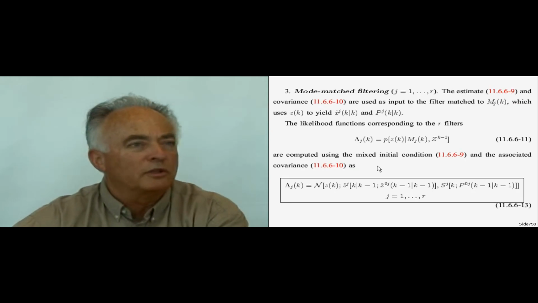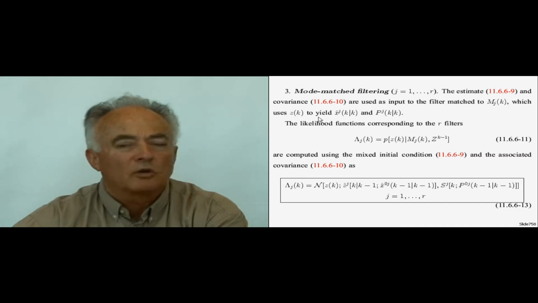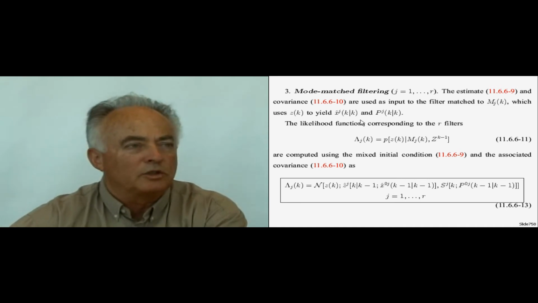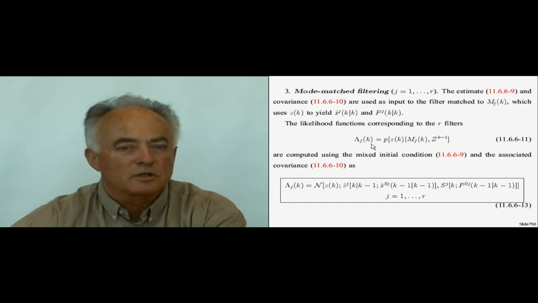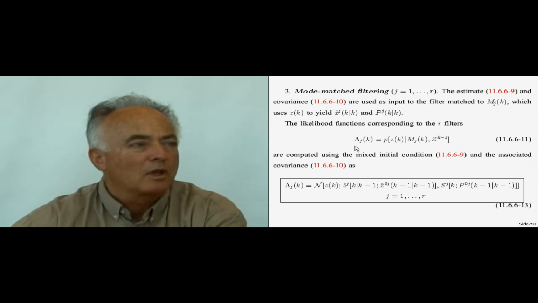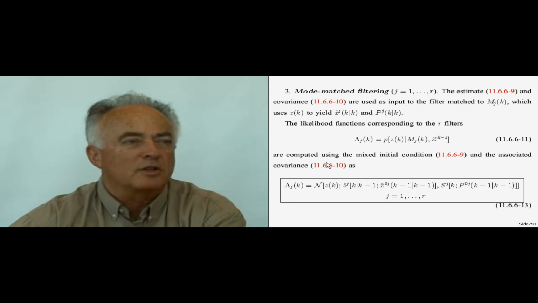The mode matched filtering is done according to the standard Kalman filter, so the equations are not repeated here. What's important is what comes out from each filter: the likelihood function. This is why, when we discussed the Kalman filter earlier, it was already indicated that the likelihood function of a filter matched to a certain model is, at time k, the PDF of that measurement given the model and given the past data. So this is what will be used to figure out, in a probabilistic sense, which of the possible models is currently in effect.